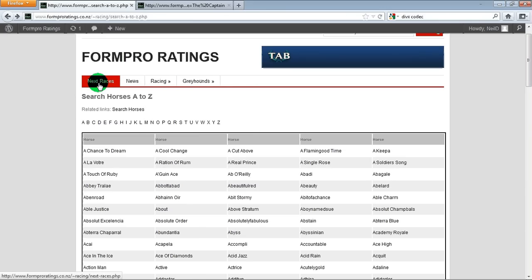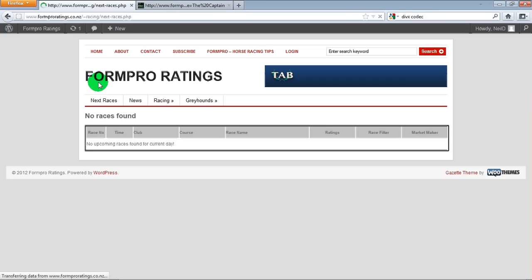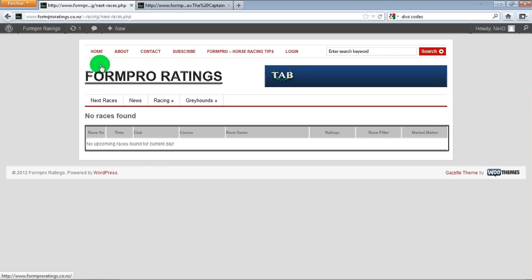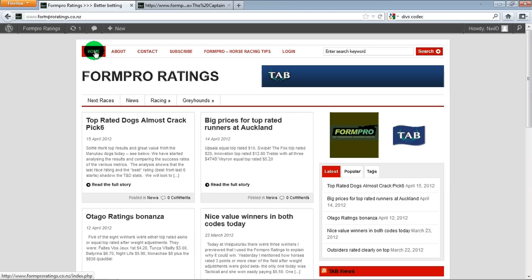Click on the next race, say it's as busy as Saturday, click on the next race, and up will come the next race, but there's no races today, obviously, so no racing. It's a Tuesday, so no racing there. So hopefully you can learn a lot more about the ratings there, know how they work, how they're arrived at, and how you can use them to find those good value winners. That's what it's all about.